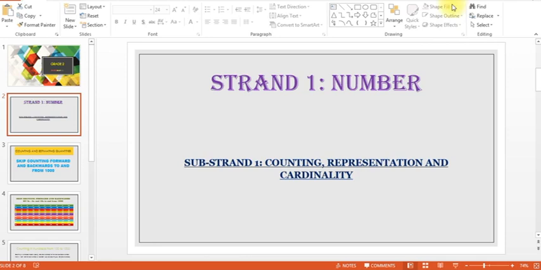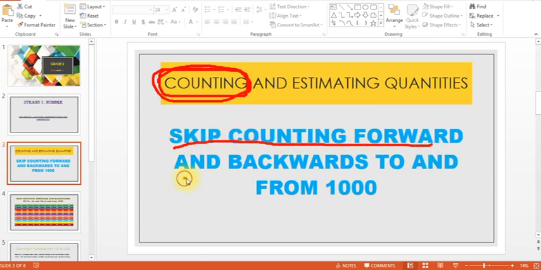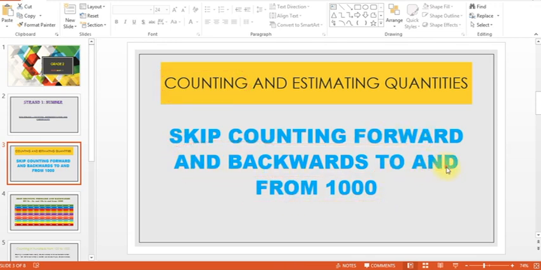Okay, let's take the next slide. Under the next slide, we're looking at counting and estimating quantities. I told you counting is our prime focus for this lesson and the next lesson. So, skip counting forward and backwards to and from 1000. Okay, let's move on to the next slide.